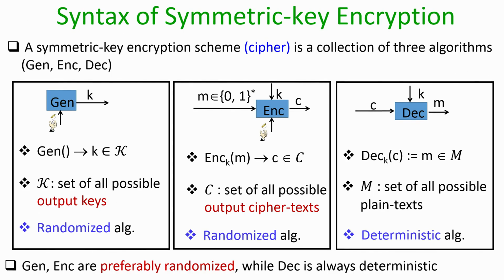Notice that we require the key generation algorithm and the encryption algorithm to be randomized, whereas the DEC algorithm should be deterministic. And there is a reason for that, which we will be able to appreciate when we discuss the various attack models in this lecture.